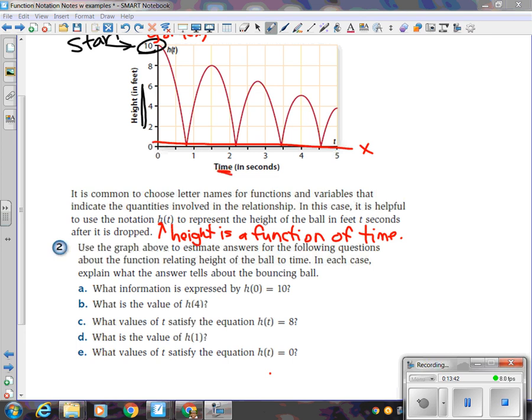What information is expressed by H of 0 equals 10? Okay, I want you to read this word by word, letter by letter, number by number. What do you think H stands for? Height. All right. What does 0 in parentheses stand for? At 0 what? Okay. Height at 0 seconds. What is an equals usually replaced with, what little word? Is. And what does 10 represent? 10 feet.